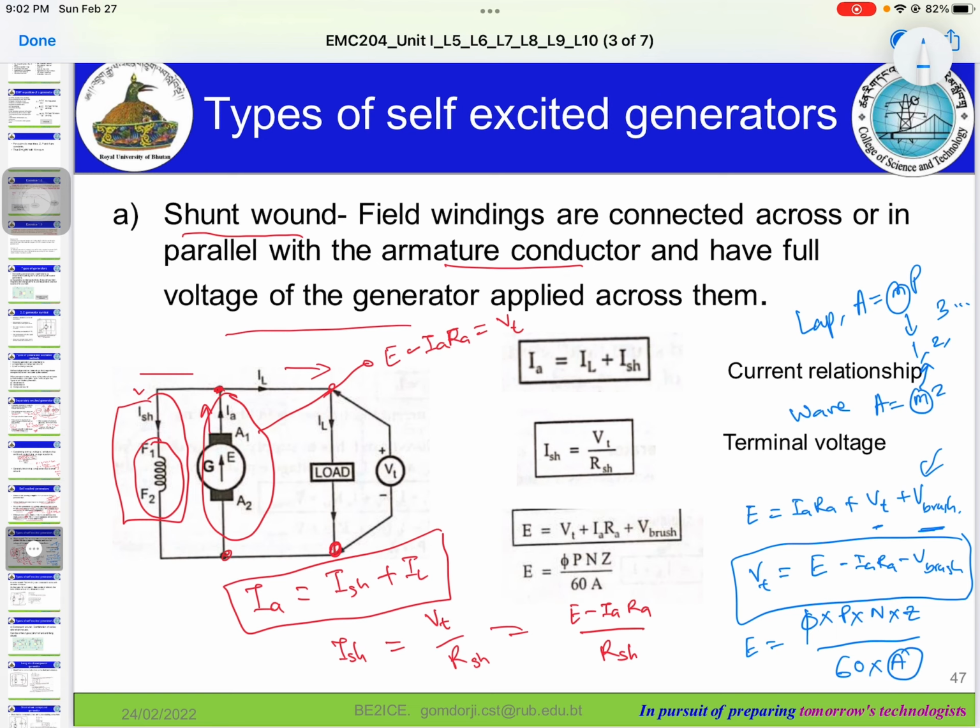Now in the next video I'm going to discuss the series wound DC generator and the compound wound DC generator.